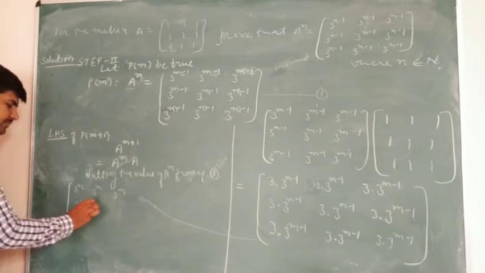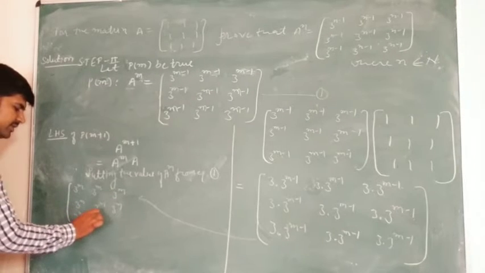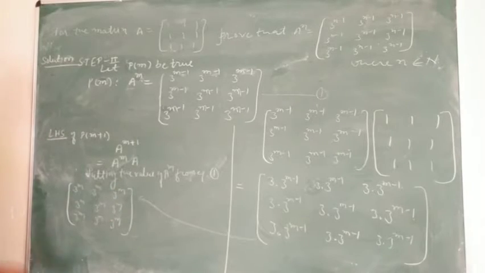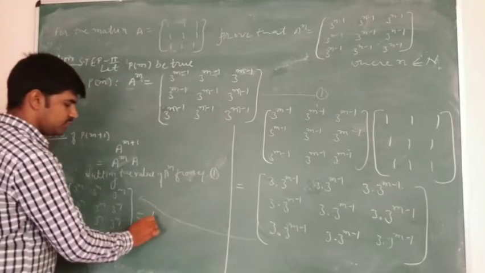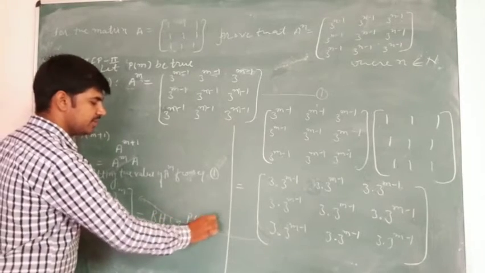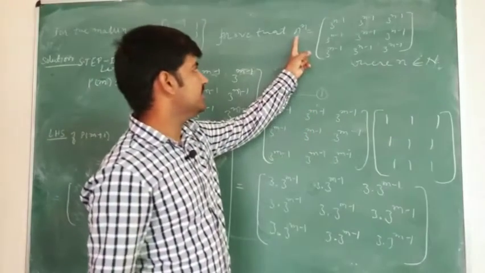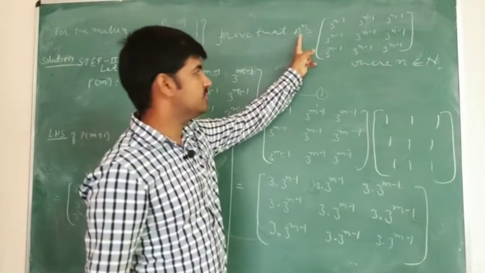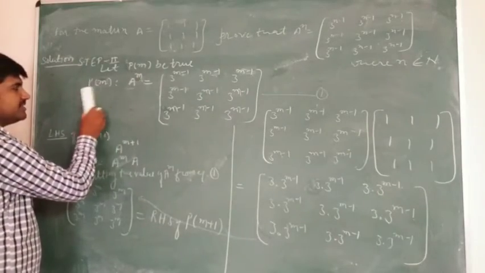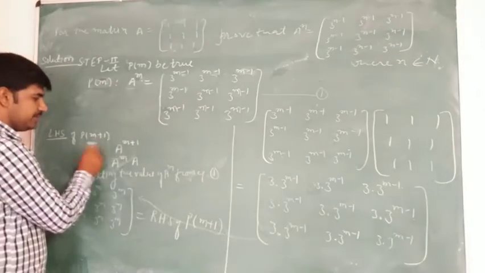3 raised to the power m, 3 raised to the power m, 3 raised to the power m. And the last row's elements are also these. Now this, students, is actually equal to RHS of P(m+1). You can see what will be RHS of P(m+1). This particular statement is P(m). What will be LHS of P(m+1)? We took LHS of P(m+1) here.